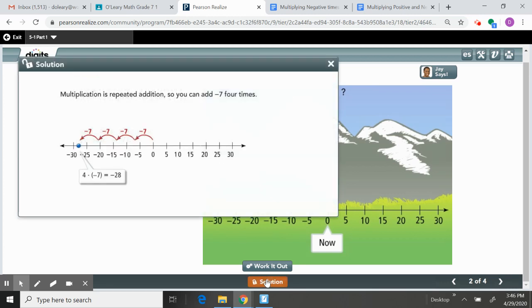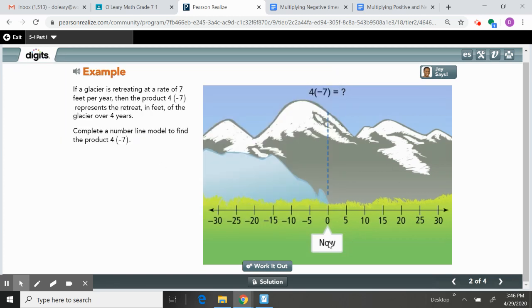Click solution. Let's see if we're right. There we go. So 7 feet every year for 4 years. Each one of these little arcs representing a year. So after 1 year, 2 years, 3 years, 4 years, would go back negative 28 feet. Okay, so that's kind of like taking the negative times positive and putting it into a real world situation. How much would a glacier retreat?